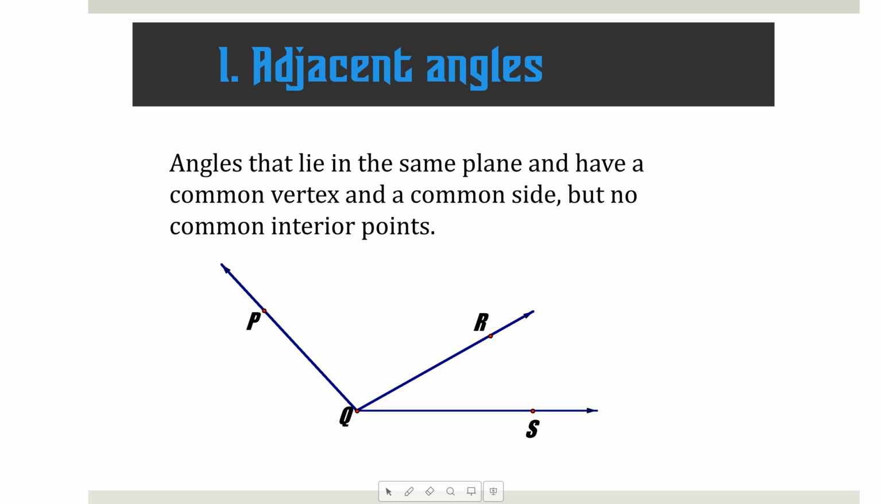Not always, but most of the time. Most of the time, right. So if I wanted that to be a right angle, I'd have to put a little box in front of it, or tell you it's a right angle. Okay. All right, good.